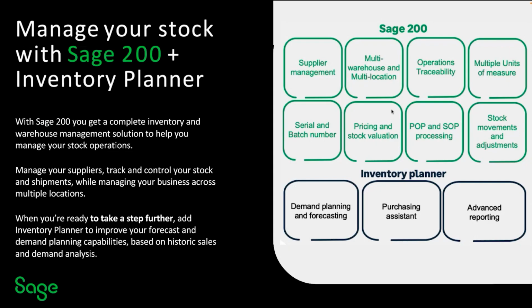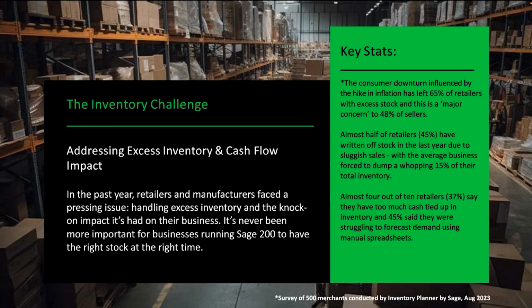In terms of Sage 200, well, there's already a ton of inventory functionality that you already have, but you can think of Inventory Planner as I don't want to say a bolt-on or an add-on, but really kind of augmenting the functionality that you already have within the Sage 200 platform, and it really handles the forecasting, the replenishment, the purchasing, and some advanced reporting. I'm going to send this deck to everybody afterwards, so I'm not going to read out some of these slides.